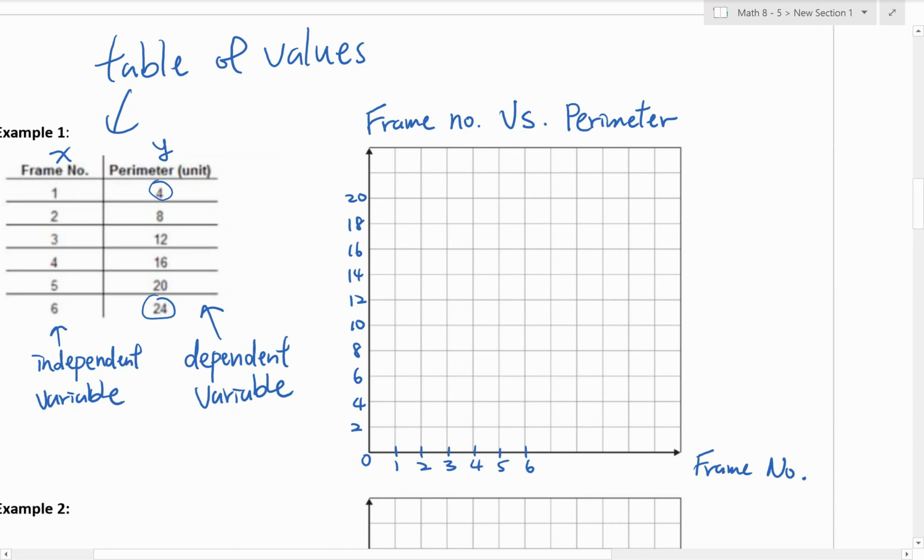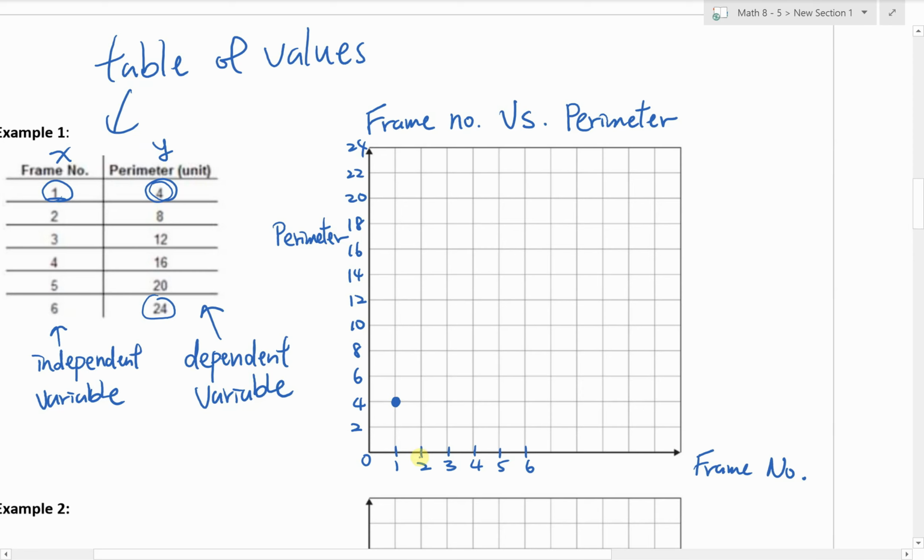Okay, I'm going to erase this first. 22 and 24. Here's my perimeter. Okay, I need more space. Here is my perimeter. Okay, so then I can plot the points. 1, and again, remember this is x and this is y. So 1, 4. So here's my first x coordinate of 1. And the y coordinate is 4, so there's my first point, 1, 4.